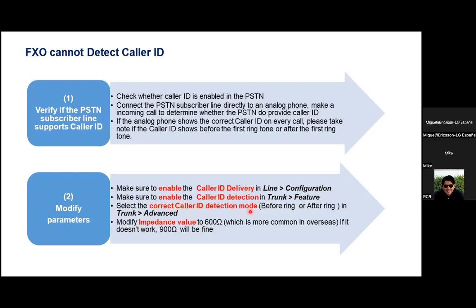Say for example, the caller ID shows before the first ring. Then you need to set before ring on the detection mode. And of course, you need to set the correct impedance value. Generally, we can set it to 600 ohms.